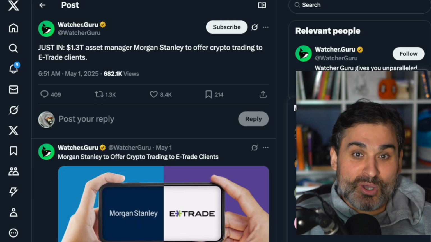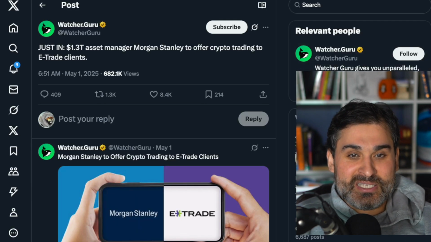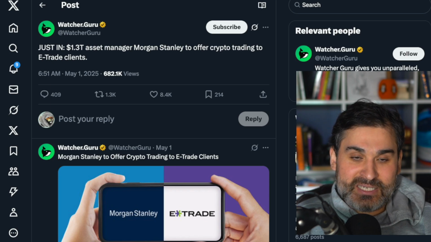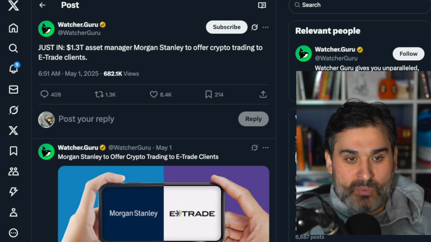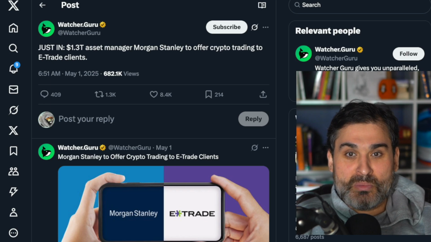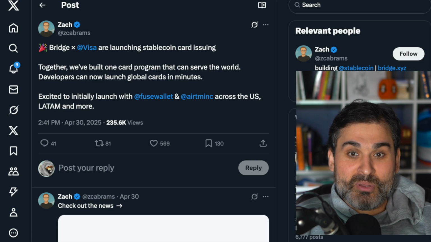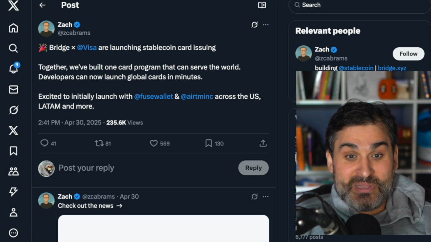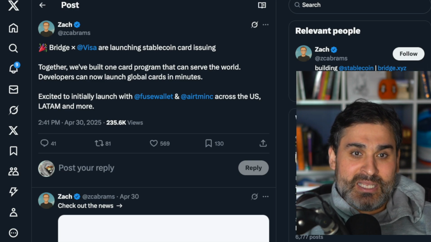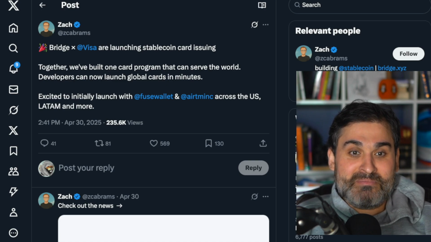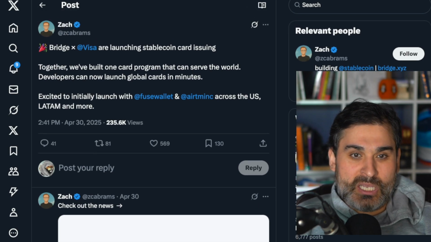Here we have Morgan Stanley, who have $1.3 trillion assets under management. They are also going to start offering crypto trading to E-Trade clients, which is, I guess, one of their branches. So crypto trading is coming to Morgan Stanley as well. On top of that, you have Visa, who are launching a stablecoin card that is going to be built on Ethereum, I think, as far as I remember. It says, together we'll build one card program that can serve the world. Developers can now launch global cards in minutes. This is going to be starting in Latin America, which I talked about in Rocket Fuel before.